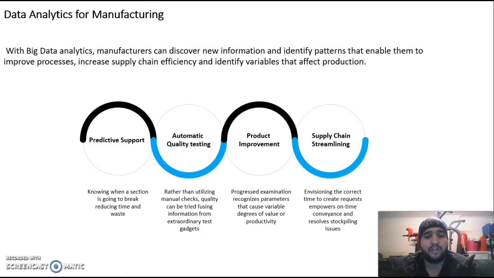It also helps us with product improvement, where advanced analysis identifies parameters of the past that cause varying degrees of quality or productivity. The fourth and last step is supply chain streamlining, which helps in correctly predicting the right time to create orders, enables on-time delivery, and resolves storage issues. So with the help of data analytics, it is helpful in cybersecurity and manufacturing.